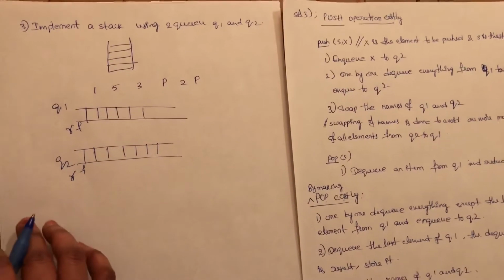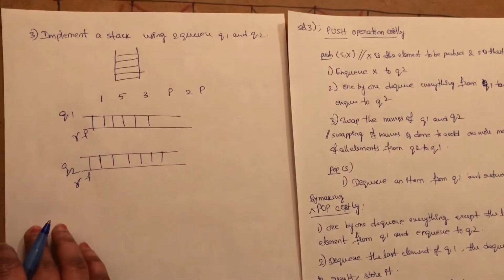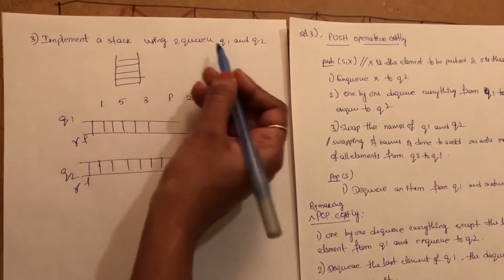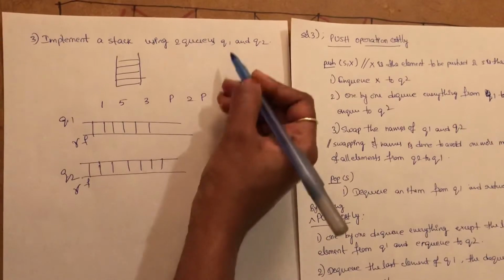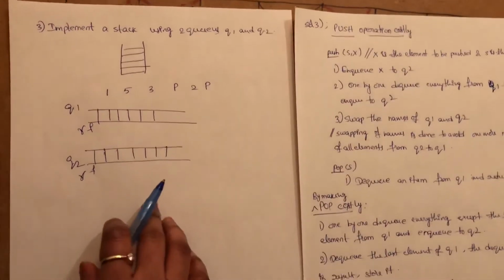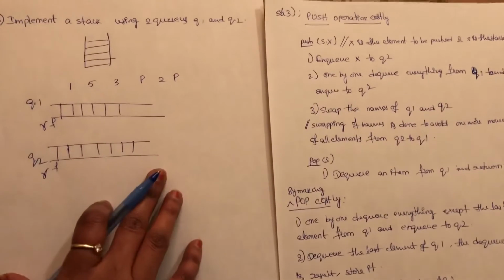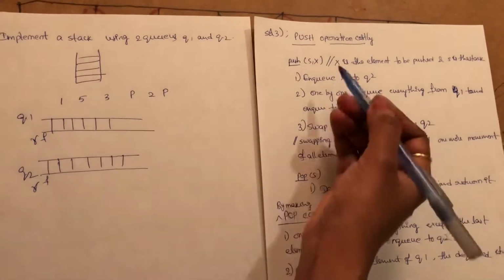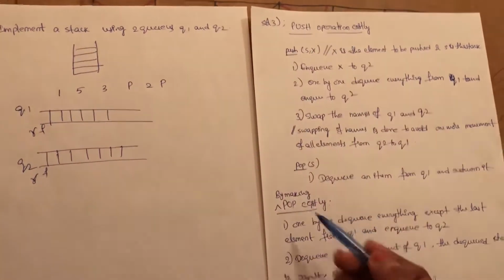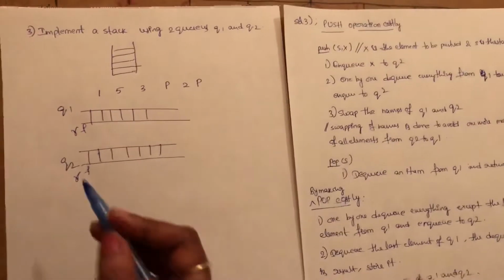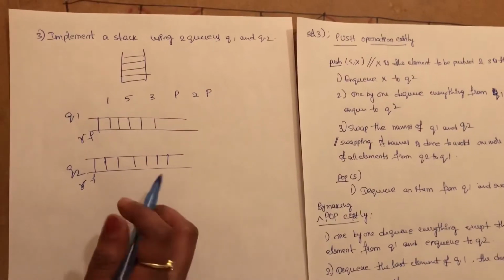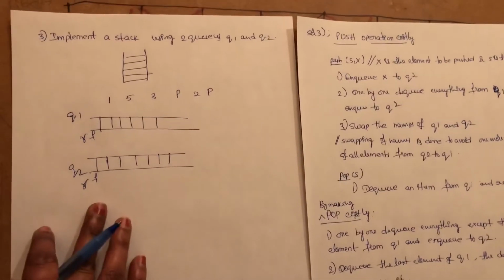Hi, welcome to assignment number 5, problem number 3: implementing a stack using two queues, Q1 and Q2. This problem we are going to solve using two methods: by making push costly, and by making pop costly. First we see how to implement it by making the push operation costly.